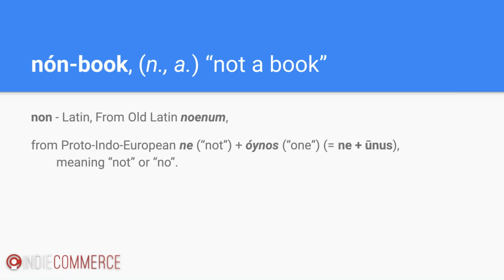So non-book. I noticed we put the stress on the first syllable. Non-book, it's both a noun and an adjective, not a book. So what we're specifically talking about here today are products that are carried and sold by independent bookstores that are not books. Basically everything else. It's a huge category of stuff, potentially.